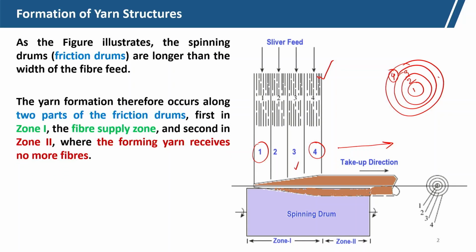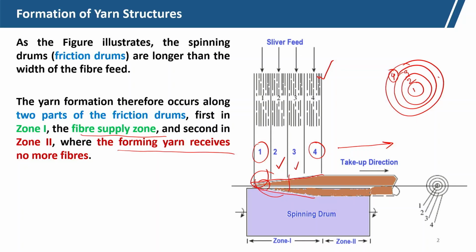The yarn formation therefore occurs along the 2 parts of the friction drum. First is zone 1, where they are getting twisted, and here the conical formation will be there, because at the leftmost portion the fibers are coming only from the sliver 1, but in the next zone the fibers from sliver 2 are deposited on the sliver 1. So, at the tail there will be a conical formation. Zone 1 is called the fiber supply zone, and the second zone is called the yarn forming zone.